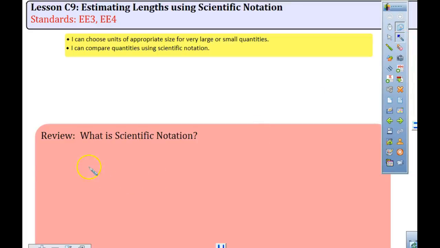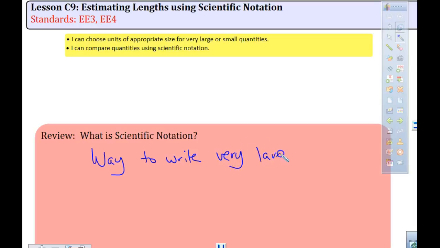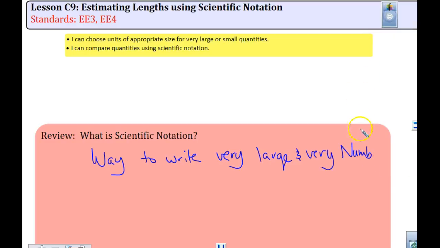When we're thinking about what scientific notation is, it is a way to write very large and very small numbers. That's what our video was talking about yesterday when we saw those different ones, all the different ways, the DNA, the big numbers, the small numbers. It's just a way to write very large and very small numbers.